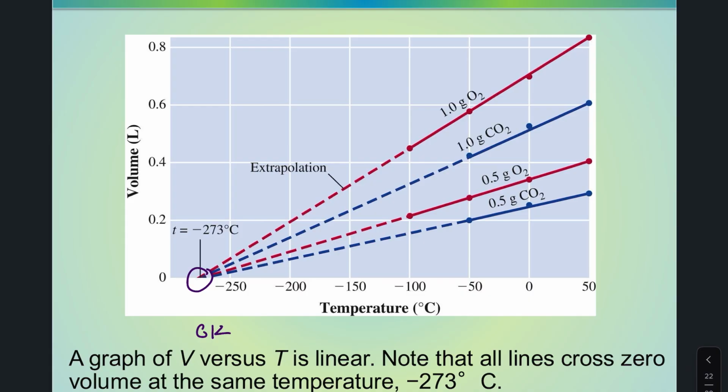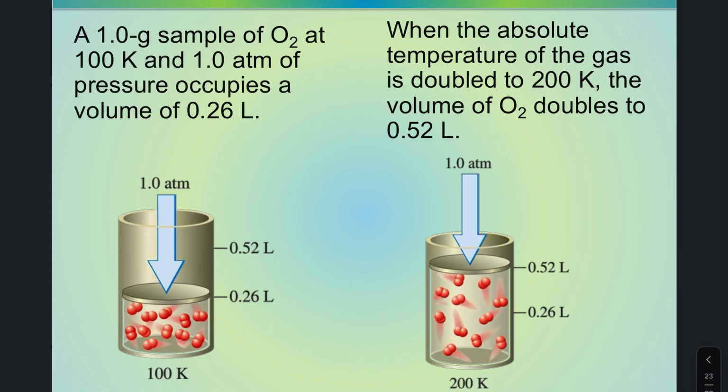And comparing this to the other graph that we looked at, where we had 1 over volume, now we just have volume. So volume and temperature are directly proportional rather than inversely proportional in order to get a straight line. We can see this again with this example, where a 1 gram sample of O2 at 100 degrees Kelvin and 1 atmosphere of pressure is going to occupy 0.26 liters. When we double the temperature of the gas, we also double the volume. So it goes from 0.26 liters, multiplied by 2, to 0.52.